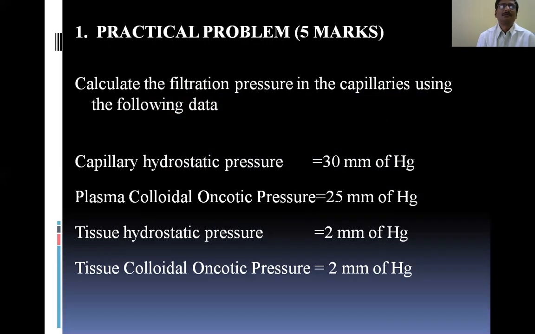First and foremost, problem number 1: calculate the filtration pressure in the capillaries using the following data. Capillary hydrostatic pressure is equal to 30 millimeters of mercury. Plasma colloidal osmotic pressure, or oncotic pressure, is equal to 25 mm of mercury. Tissue hydrostatic pressure is equal to 22 mm of mercury. Tissue colloidal oncotic pressure is equal to 2 mm of mercury.